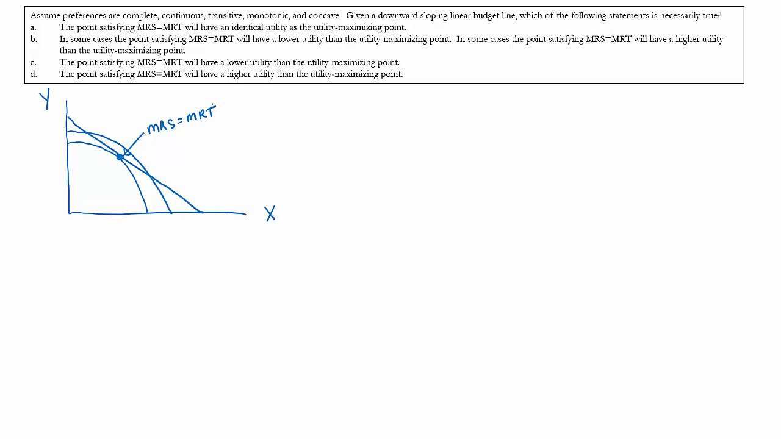However, this is not the highest indifference curve that's attainable. Let me show you. In fact, we see that the highest indifference curve that's attainable is this curve right here, and the utility maximizing bundle is going to be at a corner. At the utility maximizing bundle, the MRS is not equal to the MRT because the indifference curve is steeper than the budget line, so that means the MRS is bigger than the MRT. Now, that's not the only possibility.